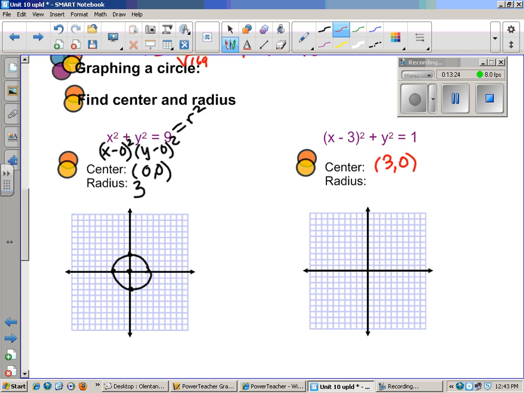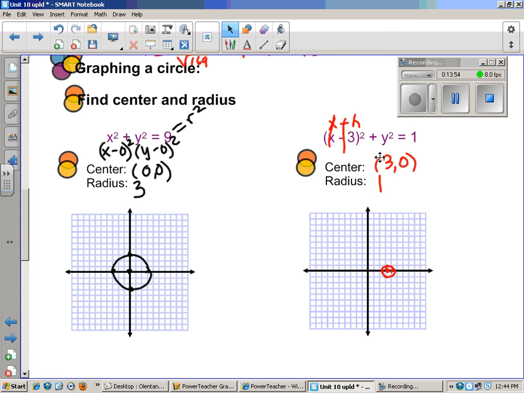Right, because it's x minus h. So x minus the h must be 3. Right? And what's the radius? Square root of 1? 1. So I go over to (3, 0), put my dot, then I go up 1, right 1, down 1, left 1, and draw my little circle in there. Okay? So far so good?